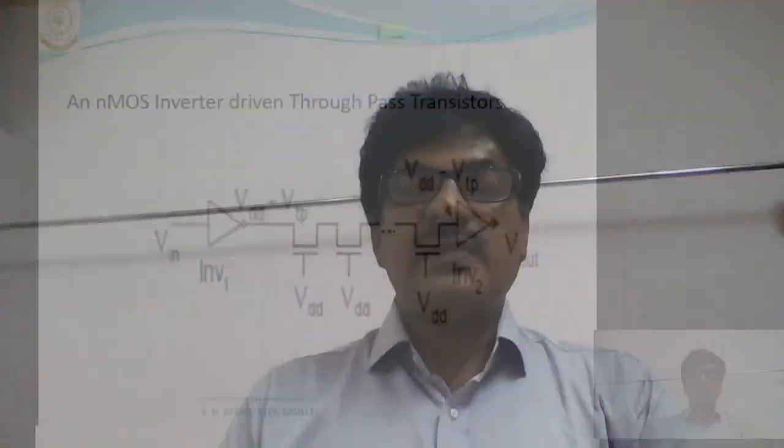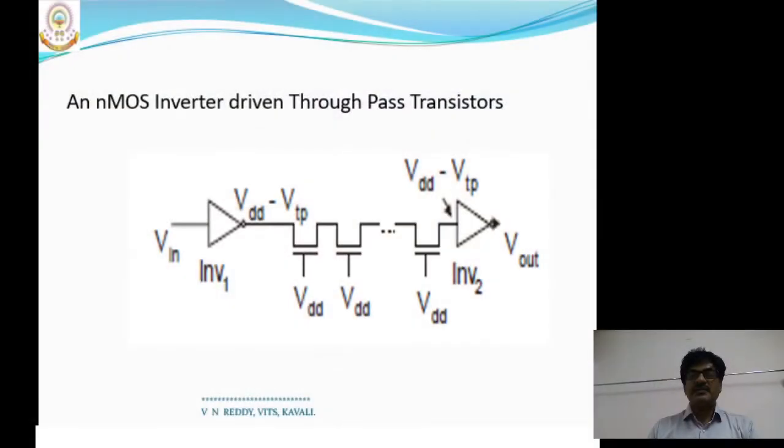Similarly, let us take another situation. The situation is an inverter driven by another inverter through a pass transistor. So in this case, how much inverter ratio we have to maintain to get the symmetry, that we have to see now. For that purpose, here the slide represents an inverter driven by another inverter through a number of pass transistors.